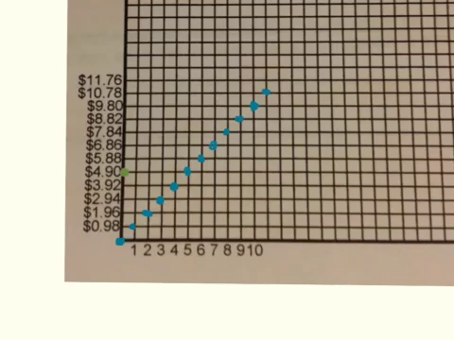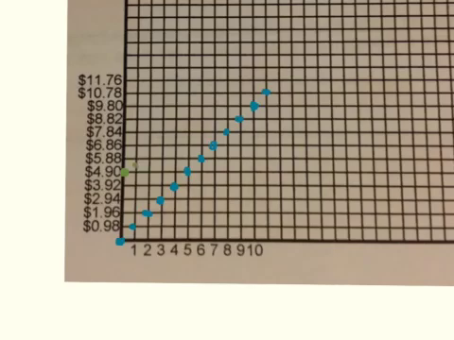Okay? That's red pen. Now if I buy 1 song in Bliss, what does our table say we have to pay? $5.39. That's what you wrote in your table. So I'm going to go over to 1 and up to $5.39. Well, I don't really have $5.39 labeled, so it's going to be somewhere in between $4.90 and $5.88. So I'm just going to kind of have to guess somewhere in there.